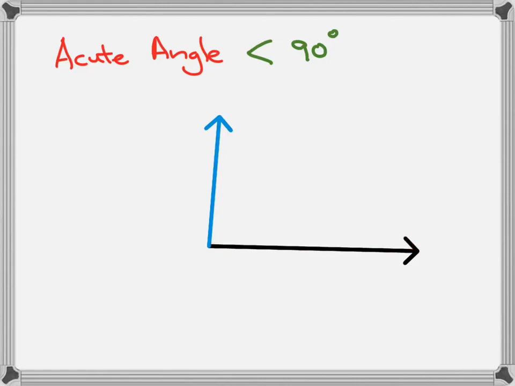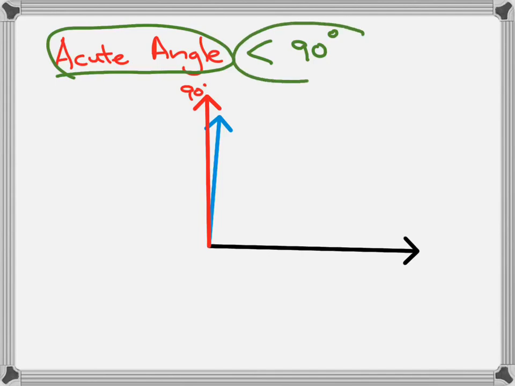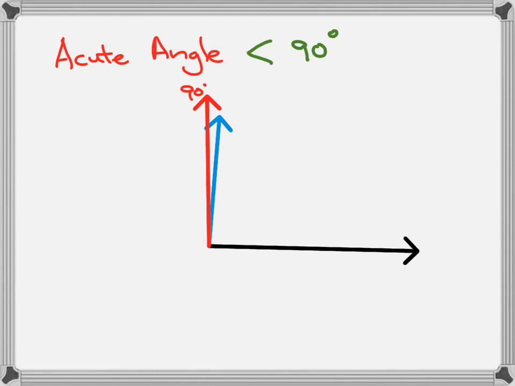Let's just draw where 90 would be so that you can get an idea. Let me draw it in another color. So if it started here, it would go directly perpendicular like that. So 90 would be this one here. But an acute angle is smaller than 90. So those are going to be anywhere from 89 degrees down.